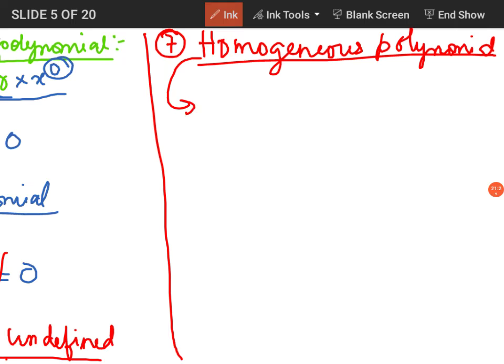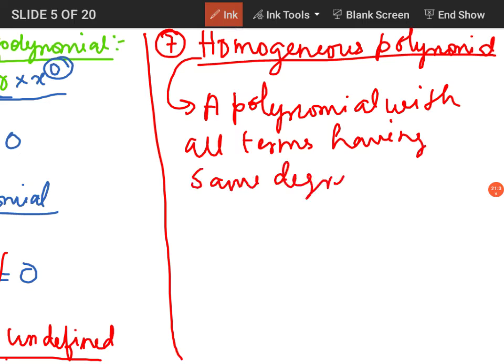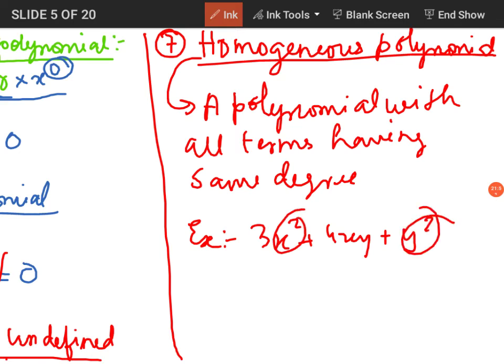If I want to define a homogeneous polynomial, it will be: all terms having the same degree. Example, if you ask me, 3x square plus 4xy plus y square, see, all the terms have the same degree, that is 2. Correct?